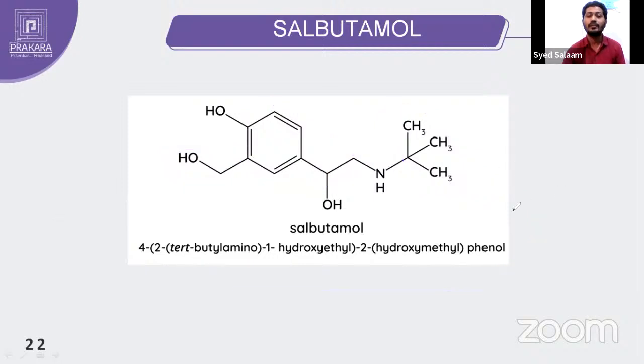If you know the moieties well, you can learn the IUPAC name by heart properly and see the changes, the difference, what we are having extra compared to dopamine, which is the simplest sympathomimetic. So this is our salbutamol.